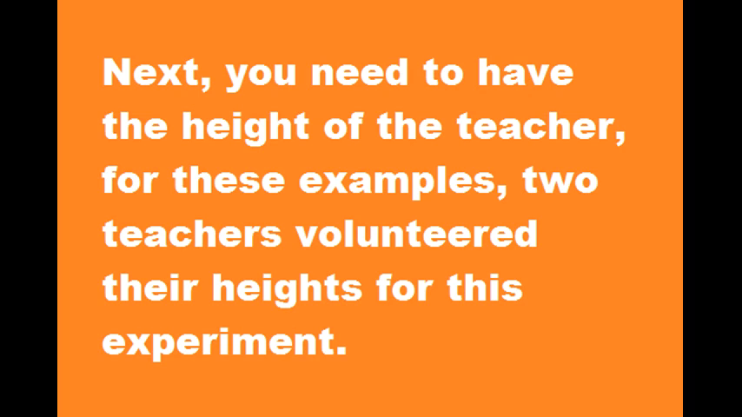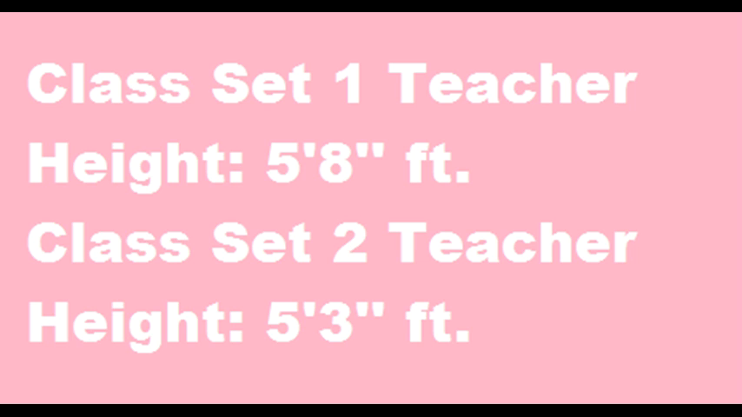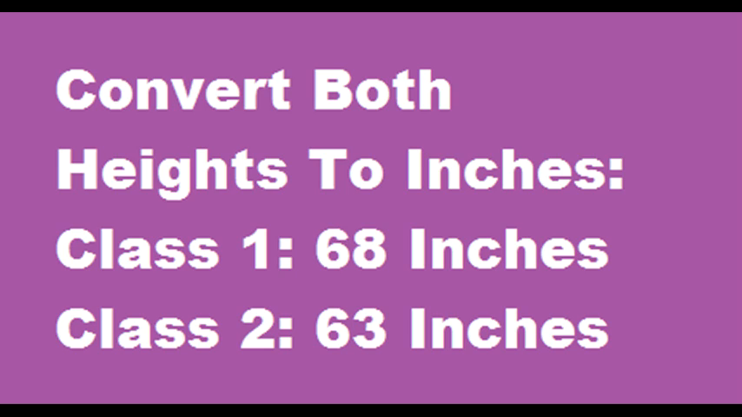The very next thing you need is the height of the teacher. For these two examples, two teachers volunteered their heights for this experiment. The teacher for class set 1's height is 5 feet 8 inches, and the teacher for class set 2's height is 5 feet 3 inches. The next thing we have to do is convert both heights to inches. For class set 1, in inches, the height is 68, and for class set 2, the height is 63 inches.